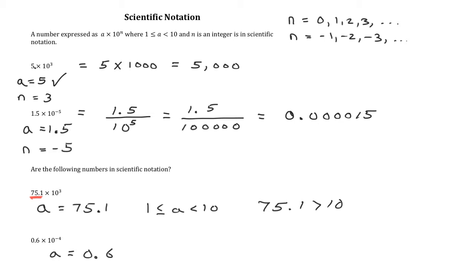Likewise for this second example, okay, here a is equal to 0.6. And the issue with this is that the value a is less than 1. So it's not in this interval from 1 to 10. So technically these two look really close to scientific notation. They're just not expressed in the form exactly.